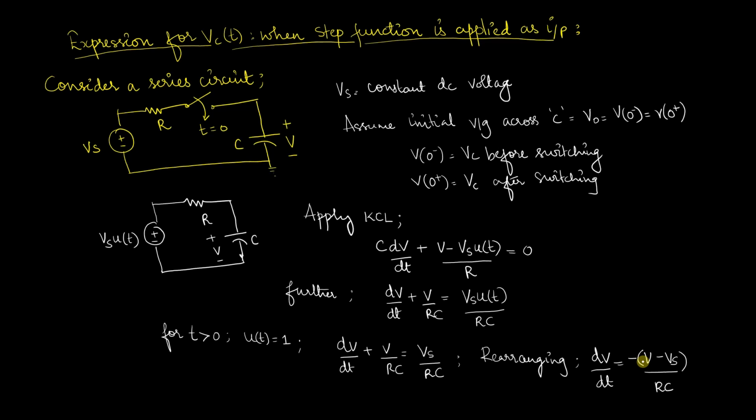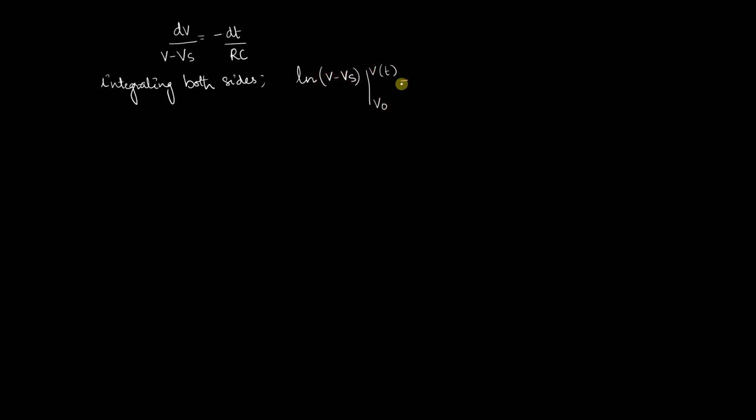Now let me rearrange this once again. I can write this as dV by V minus Vs equals minus dt by RC. Integrating on both sides, I get ln of V minus Vs from V naught to V, equal to minus t by RC from 0 to t.